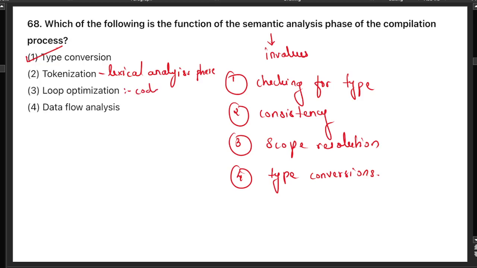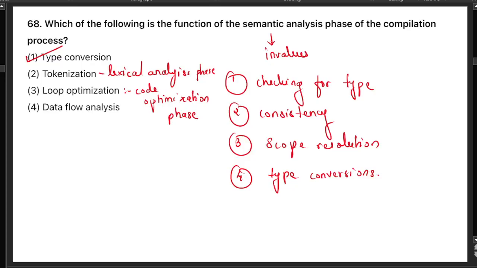And loop optimization is a part of the code optimization phase. And here what happens? The efficiency of loops in the code is improved. That means the code is optimized in terms of everything.